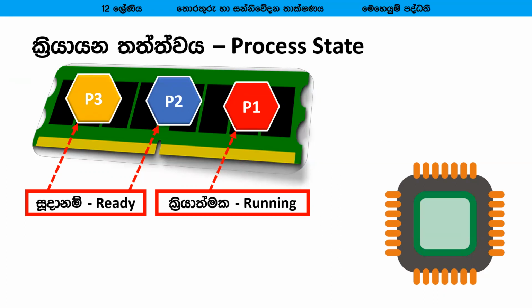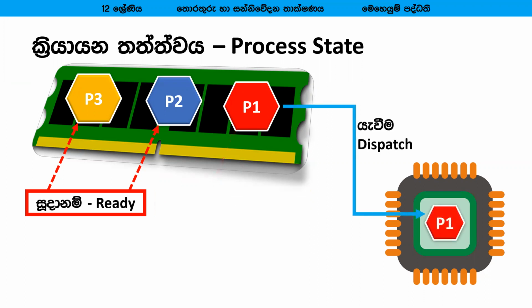P1 got the running state, then it is quickly moved to the CPU, right? So now it is in the CPU and it is running, right? So the state is running, right? ධාවනය වන කියලා අපි කියනවා, right?